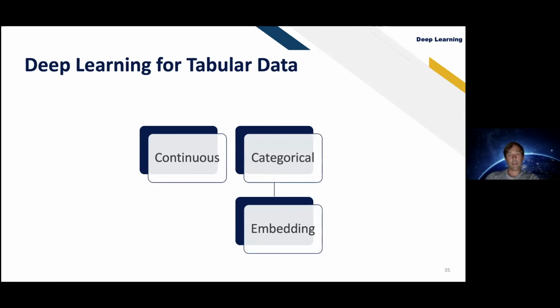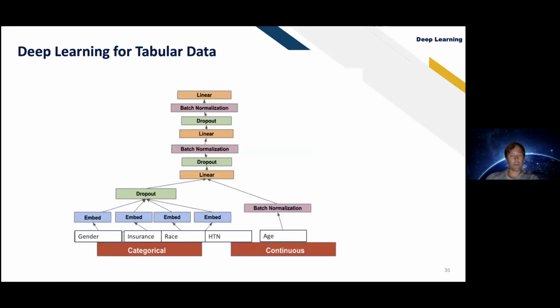Some recent work in this space is taking the same approach that they did with text data, and started to learn embeddings that are then used with the tabular data, and then combining those embeddings with continuous data that are then fed into the neural networks. And so it looks like this.